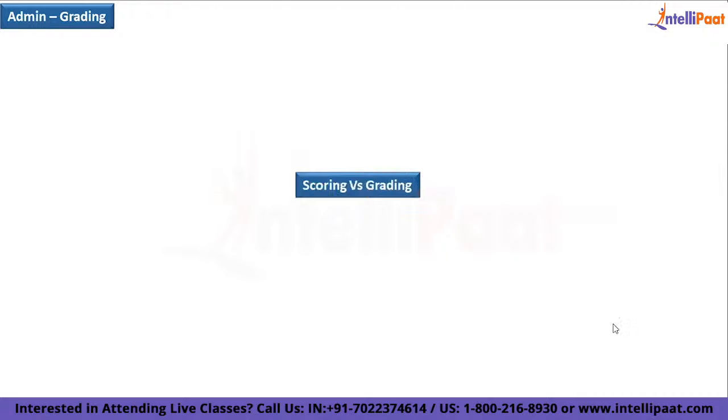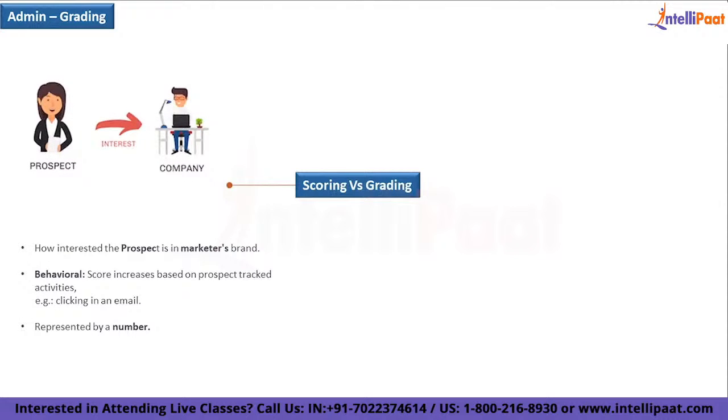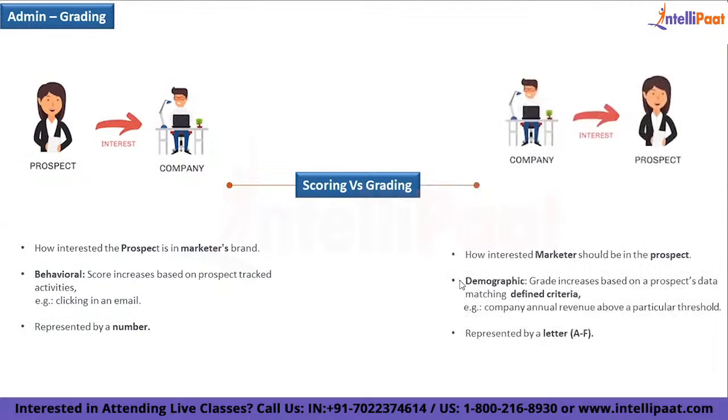So just to get clarity between scoring versus grading. Probably by now you got to see what grading is and what scoring is. Scoring is all about checking how interested a prospect is in my content or in my brand. On the other side, grading is how the marketer should look at his prospects, because when it comes to scoring, I will be checking their activities, how engaged they are with my content. So it is the prospect's interest in my content. That's what I wanted to draw you to.